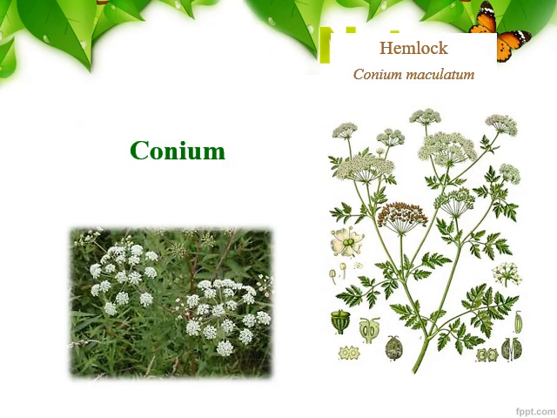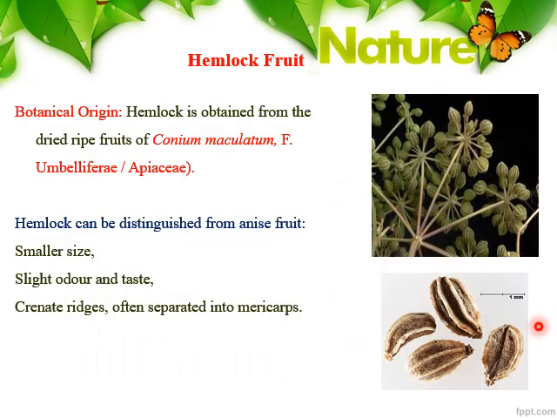The similar or allied or adulterants of anise, as we said, are conium or the hemlock fruit. This is a flower of conium. In anise, the flower or inflorescence is bright yellow in color. The shape of the hemlock or conium fruits is almost similar to anise, so it is mixed by accident or used in adulterating anise fruits. Hemlock is obtained from dried ripe fruits of Conium maculatum, family Umbelliferae or family Apiaceae.